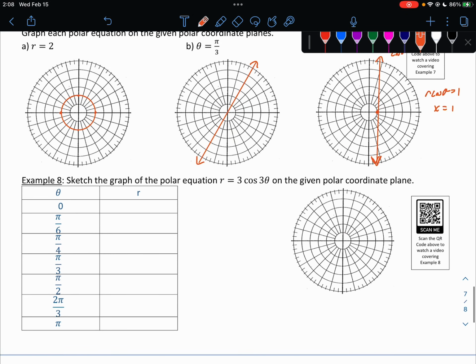Some aren't that easy, though. Like here we have this graph. Now, hopefully you recognize from your polar days that this is going to give us a rose because of this right here. So what we can do is we can start plugging thetas in and getting answers back.